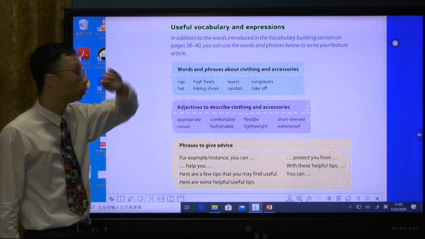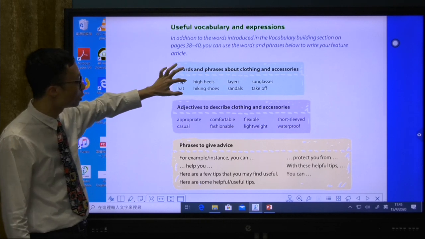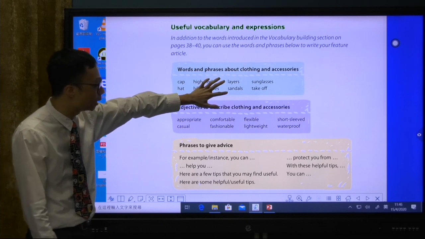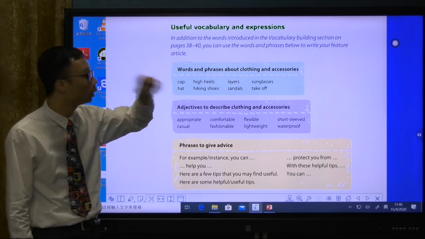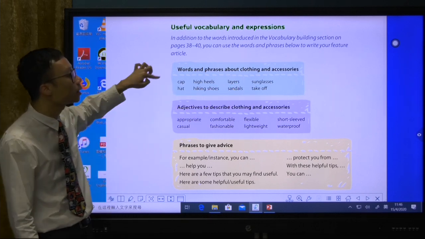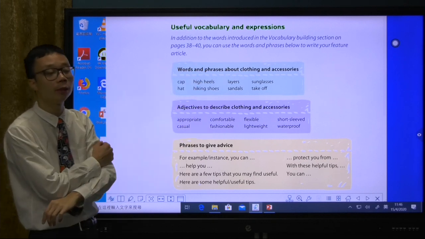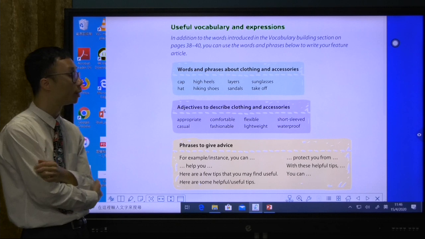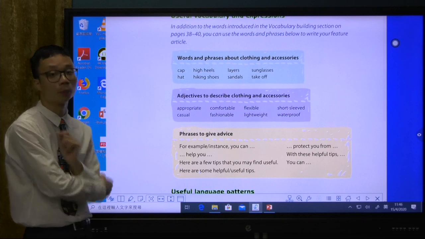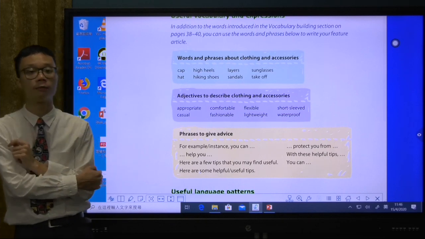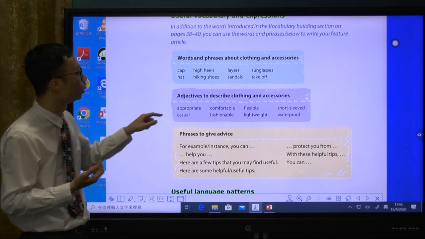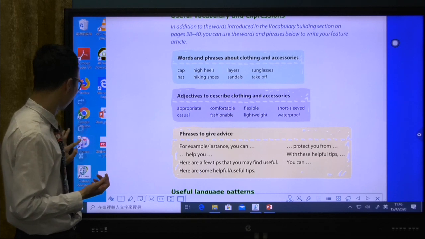Cap, 鴨嘴帽, hat, 普通帽, high heels, 高踭鞋, 行山鞋, layers, 細層, 然後有 sandals, 是羅馬式那些的拖鞋, sunglasses, 太陽鏡, take off. Okay, these are some of the words about clothing and accessories, 衣服啦，同埋係裡面嘅配飾啦。咁然後呢啲 words can help you to write, because you teach the student about what you're supposed to wear, what you're supposed not to wear, and remember what kind of things we should wear.